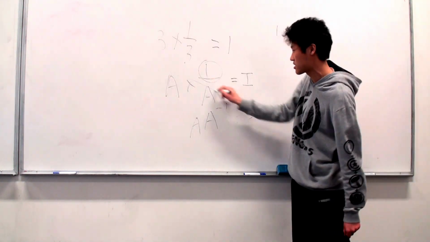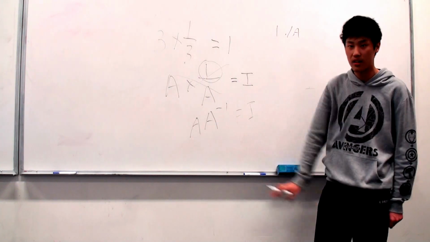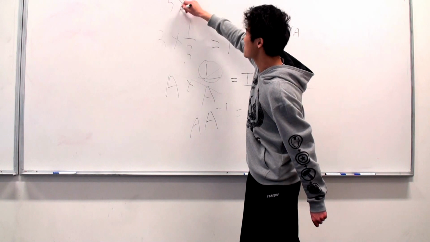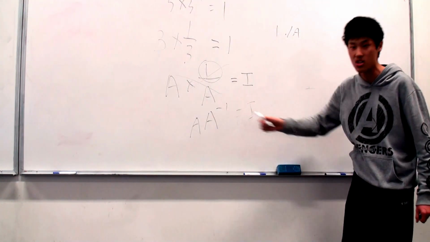We can't write this, okay? That's not allowed in maths. They'll hate you if you write that. You have to write this, right? So A times A inverse equals I. And similarly, 3 times 3 inverse is also 1. It's the same thing. You just have to use this notation.